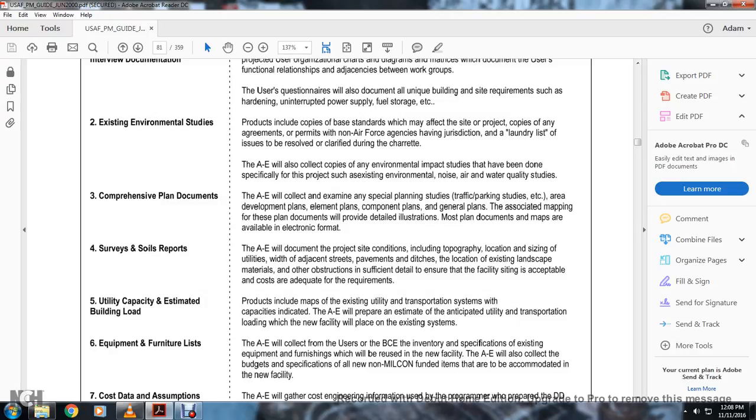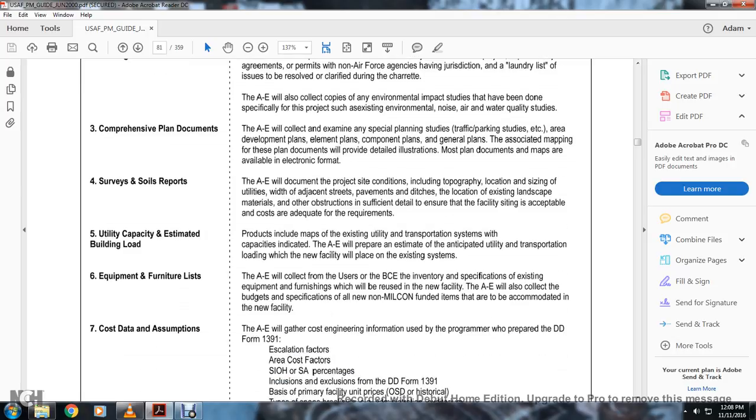Survey and soil report. The architectural engineer documents project site conditions, including topographical location, sizing, utilities within the adjacent streets, pavements, and ditches, and location of existing landscape materials and other obstructions, with sufficient detail to ensure the facility siting is acceptable and cost adequate.